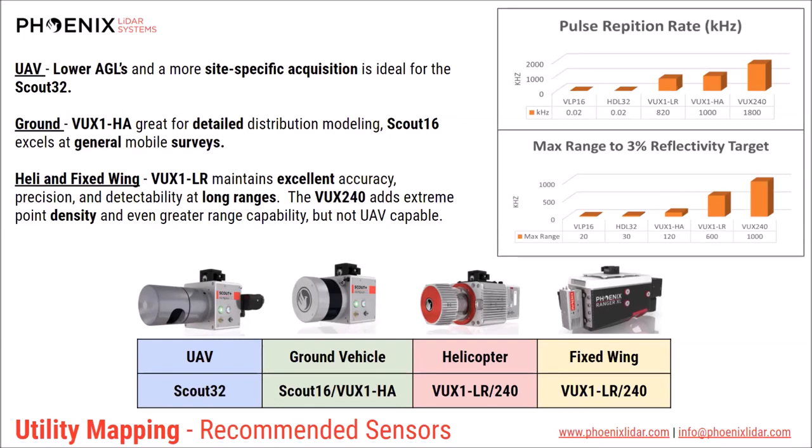For helicopter or fixed wing approaches, the VUX1 LR has exceptional accuracy and precision, and is very reliable at multiple ranges, making it not only useful for a helicopter or fixed wing, but also usable on a UAV platform. The VUX 240 adds an extreme level of point density and even more range capability, but its weight and power draw make it not really UAV capable. And you can see the general idea of the max ranges here with our table on the right.